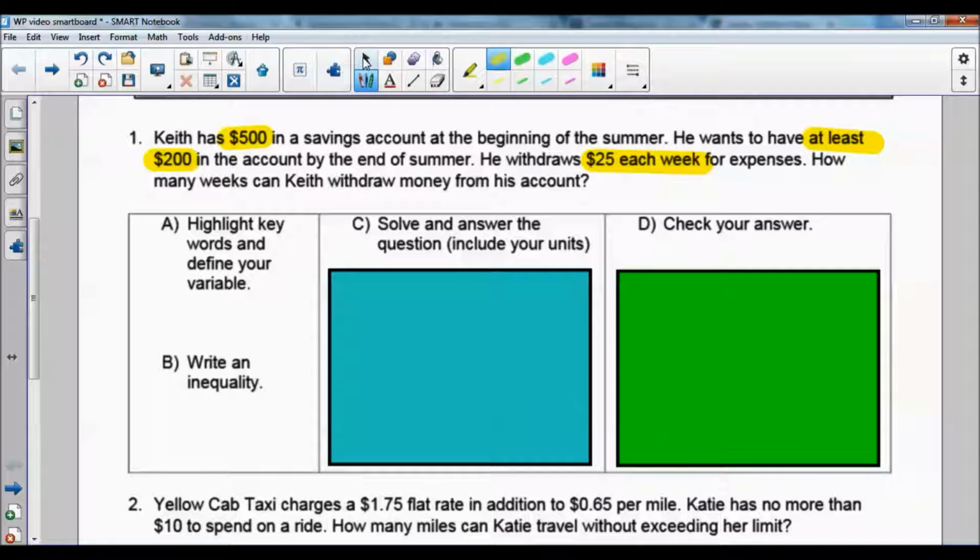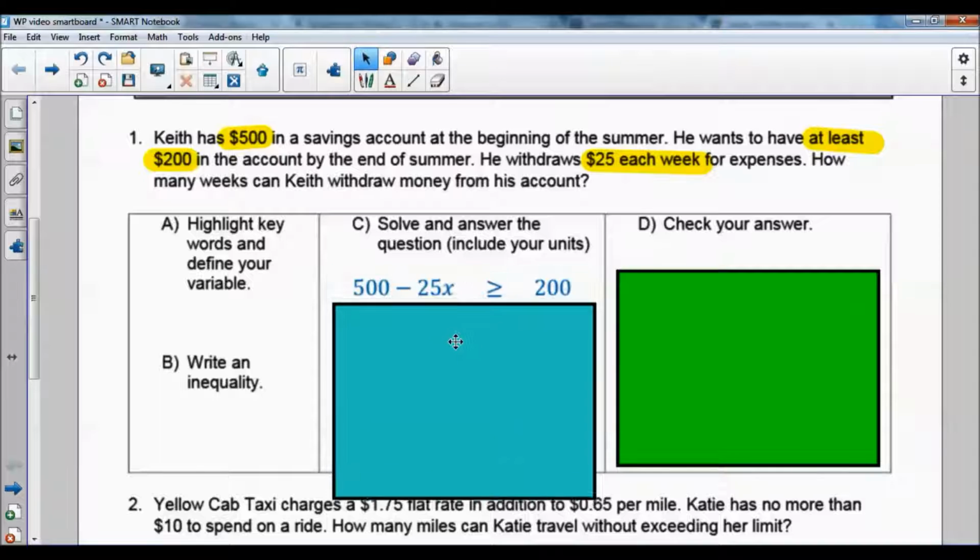And so our inequality is going to look like this. I'm going to have 500 minus 25x greater than or equal to 200. Because this is his savings account side, right? He starts with 500, then he withdraws or takes out $25 per week, or each week, so it's 25x. But we still want that to be greater than or equal to 200. We don't want to dip below $200 in our savings account.